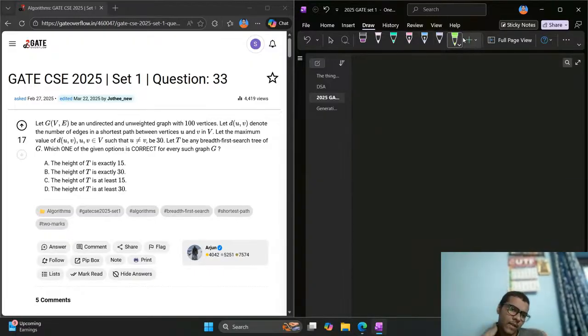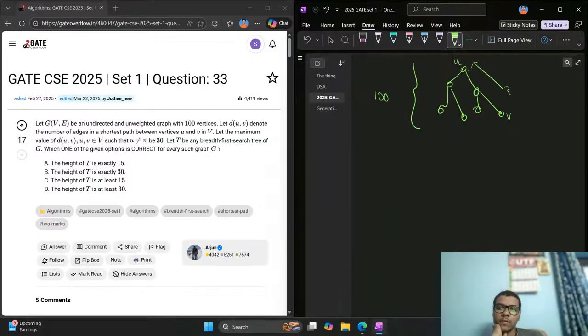Undirected, unweighted. Okay, number of edges. Let's have some graph like this. Why not? This is, let's say, U. This is, let's say, V. And 100. There will be hundreds of vertices. So maximum value is 30.